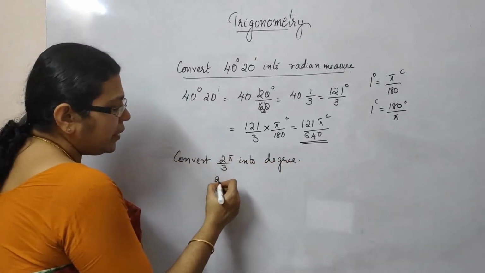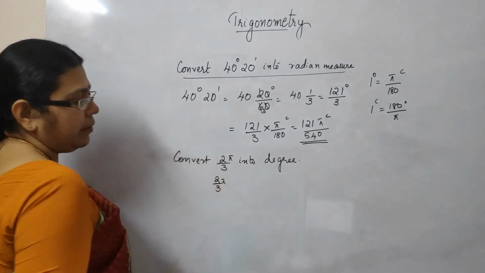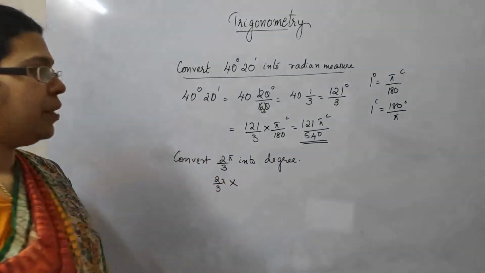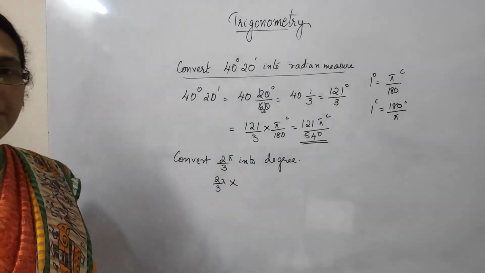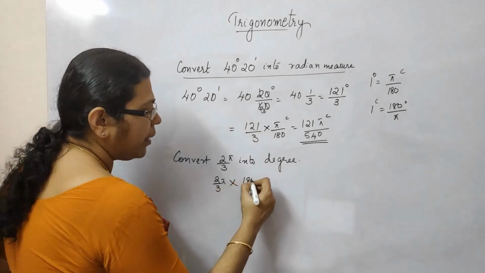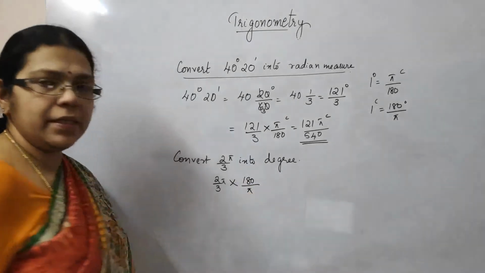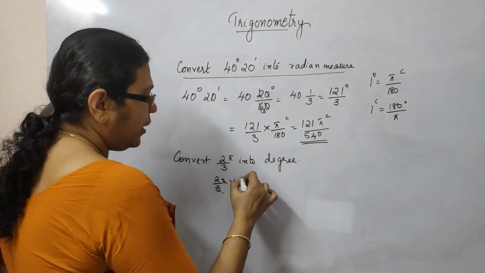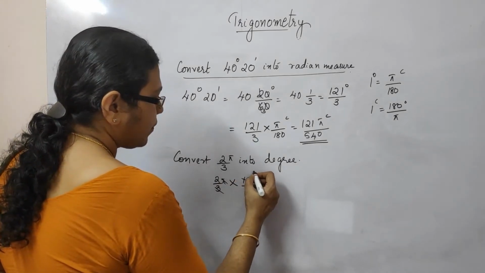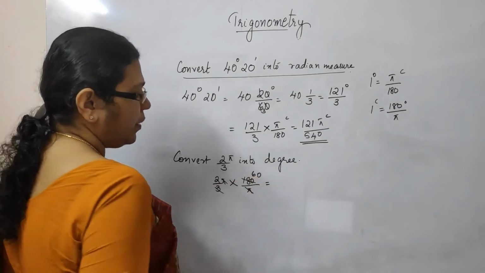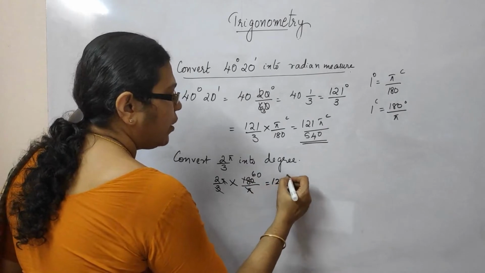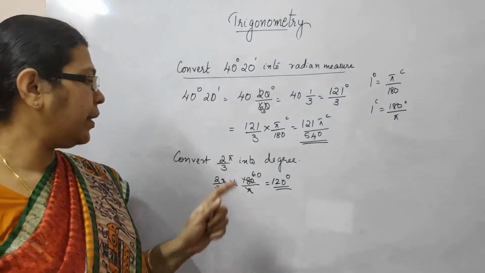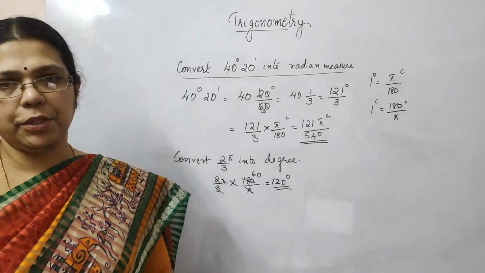So 2 by 3 pi radian. It is in radian measure. When I convert into degree measure, how will I convert a radian measure into degree measure? Multiplied by 180 by pi, isn't it? So pi and pi cancel. 3 goes here how many times? 60 times, right? That gives me 120 degree. This is how I convert a radian measure into degree measure.